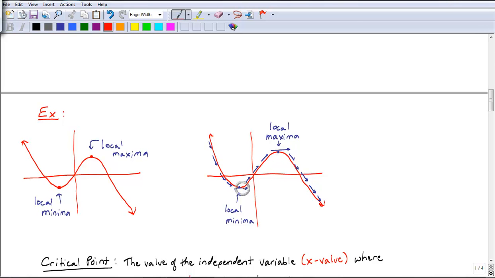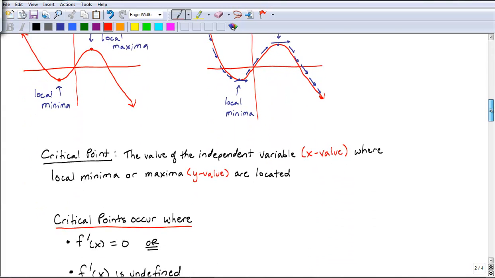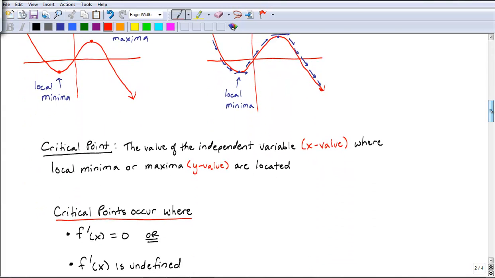So here's a picture that shows you what happens where the first derivative is 0. That just means the tangent line is horizontal. Happens at peaks and valleys. And the other one is where the first derivative is undefined. So the critical points we're about to talk about are the values of the independent variable, they're the x values, where local min or maximas occur, and the maximas are the y values. So we figure out where it happens, the x value, and then we plug that in to figure out what the y value is where that happens.